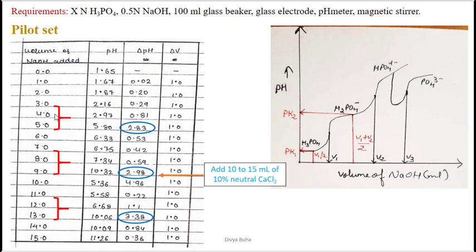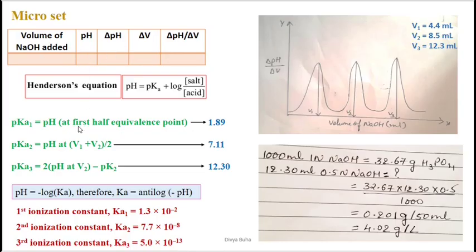Then you have to take the micro readings from 4 to 5. So you have to add 4.1 ml, 4.2 ml, 4.3 ml, 4.4 ml, like that up till 5 ml, at an interval of 0.1 ml, and find out the pH values. After this is done, add 6 ml, 7 ml, then 8 ml, and then again 8.1, 8.2, 8.3, 8.4, like that up till 9, then 10, 11, 12, then 12.1, 12.2, 12.3, 12.4, 12.5, like that. You have to write down all of the readings of the micro set.